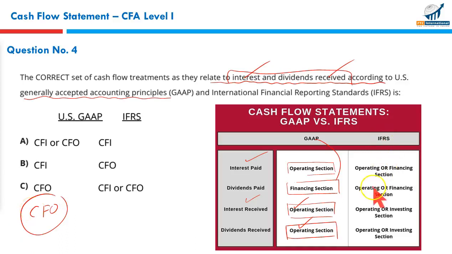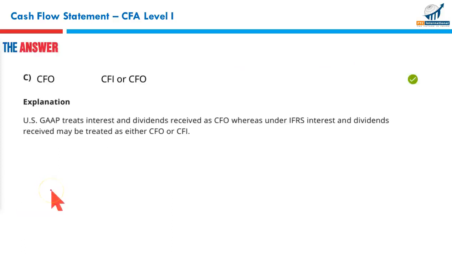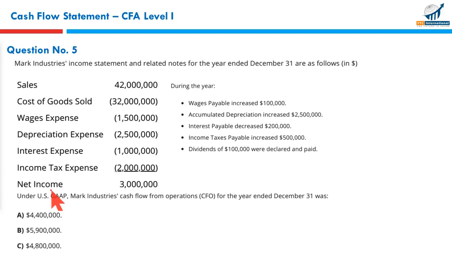What about IFRS? IFRS says that interest and dividend received may be considered as operating or investing cash flows. Cash flow from operating or cash flow from investing. But in the US GAAP, interest received, dividend received is operating cash flow, interest paid is operating, whereas dividend paid explicitly, remember, it's a financing outflow. So we got the answer C. It is correct.